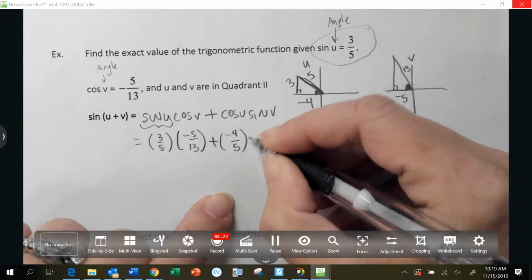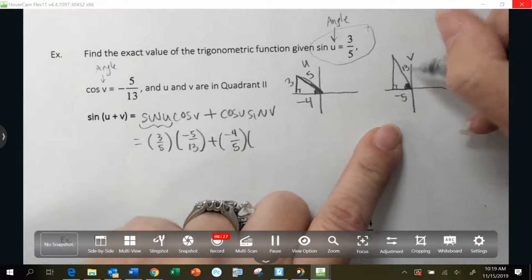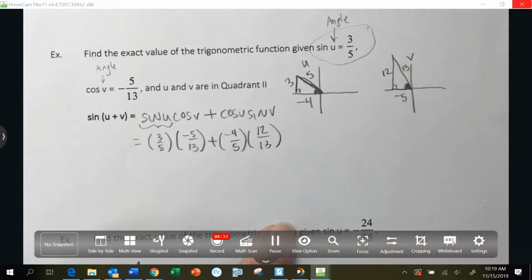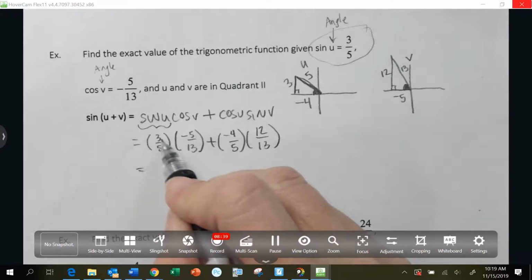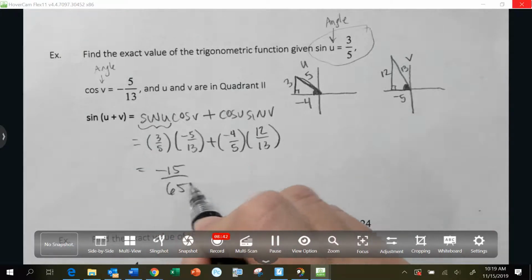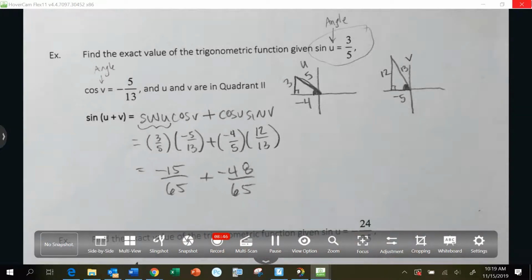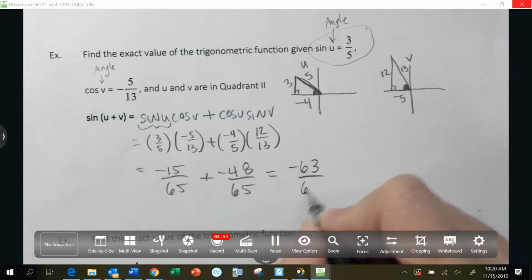And gosh, that was a triple. Easy. How about the sine of angle v? 12/13. It was a triple. So now we multiply fractions straight across. Negative 15 over 65 plus negative 48 over 65. Common denominator, so I can add the numerators. Negative 63 over 65.